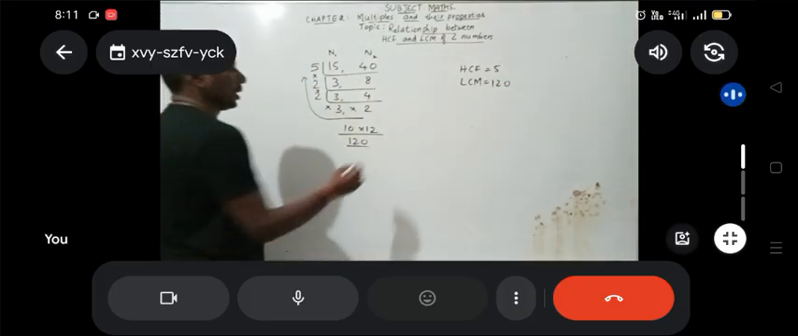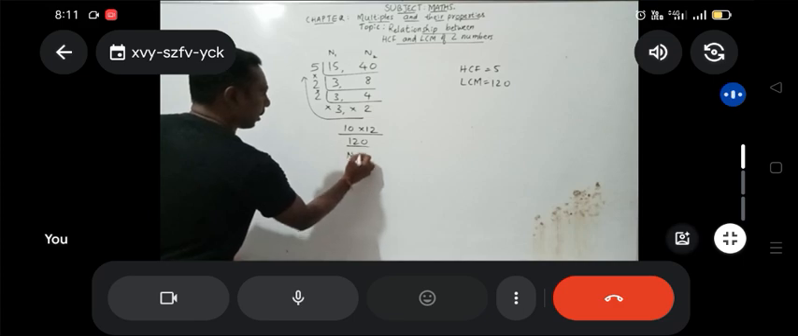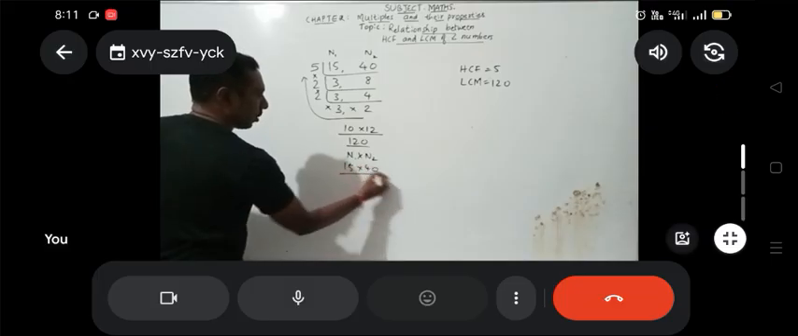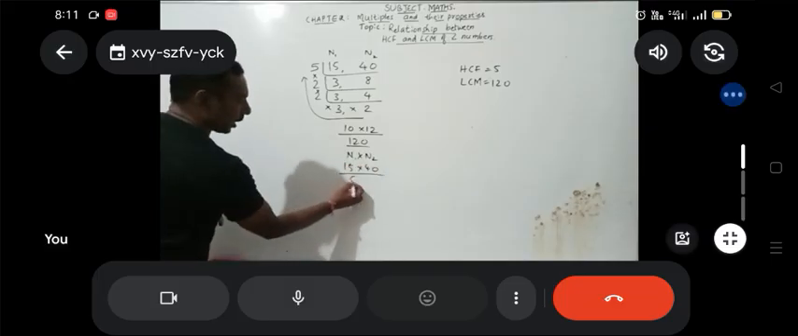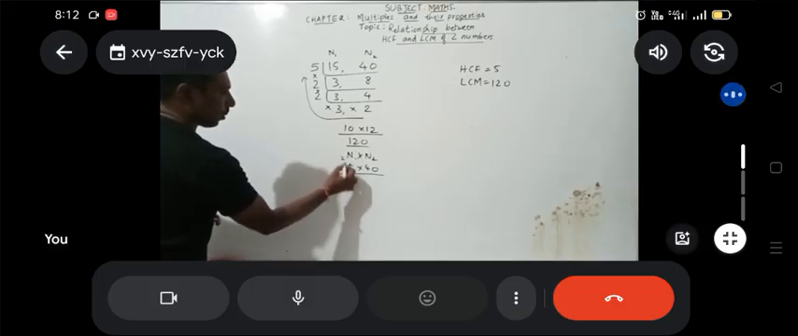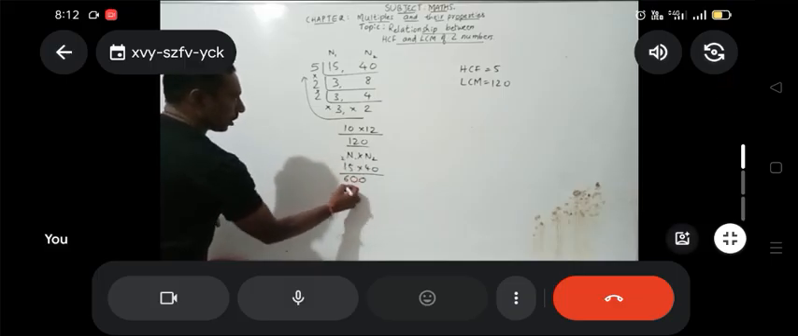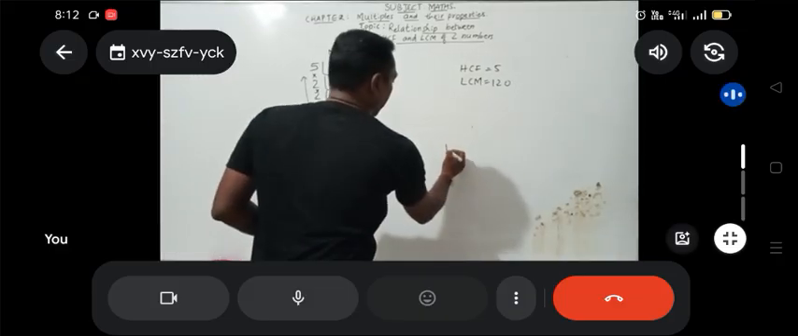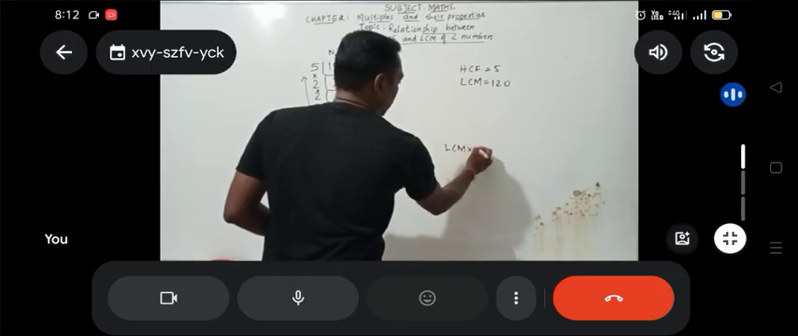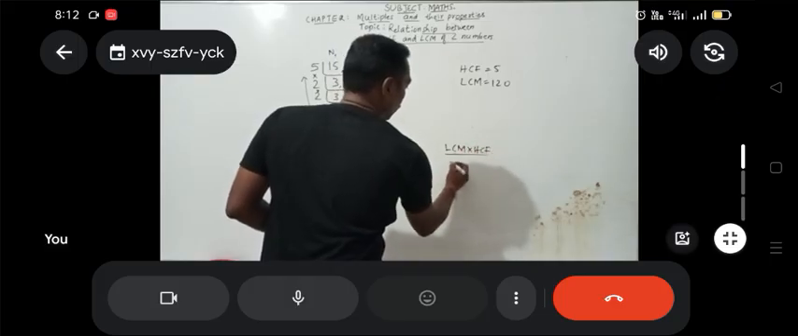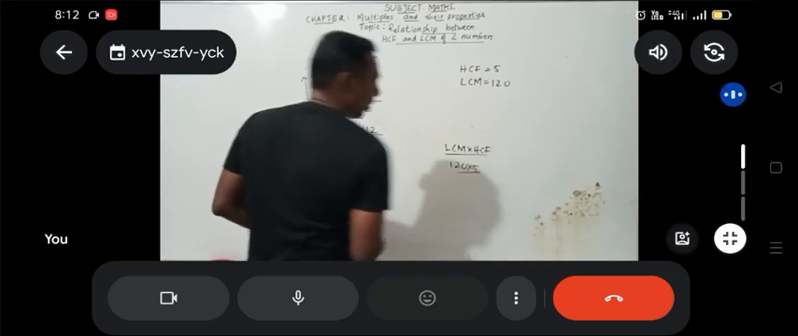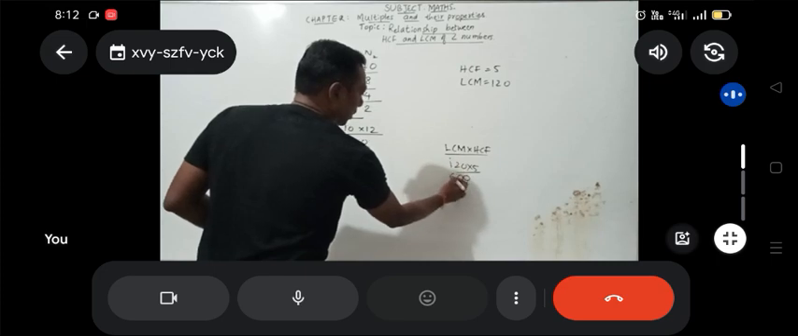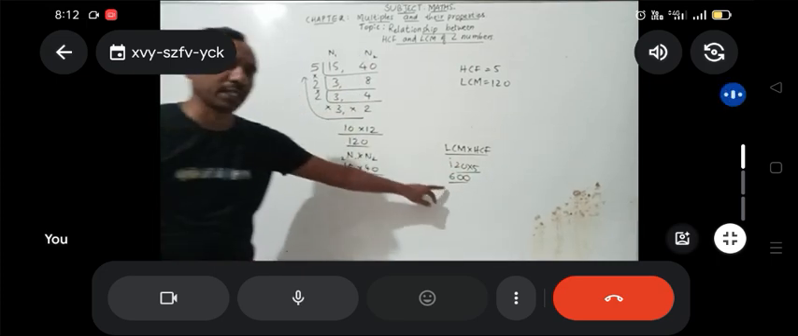Now, let us multiply number 1 and number 2. 15 multiplied by 40. 4 fives are 20, 2 carry. 4 ones are 4 plus 2, 6. One more 0. So you get 600. 600 is the product of these two numbers. Let us multiply the LCM and HCF of those two numbers. 120 multiplied by 5. 5 zeros are 0, 5 twos are 10, 1 carry, 5 ones are 5 plus 1 is 6. The product is 600.